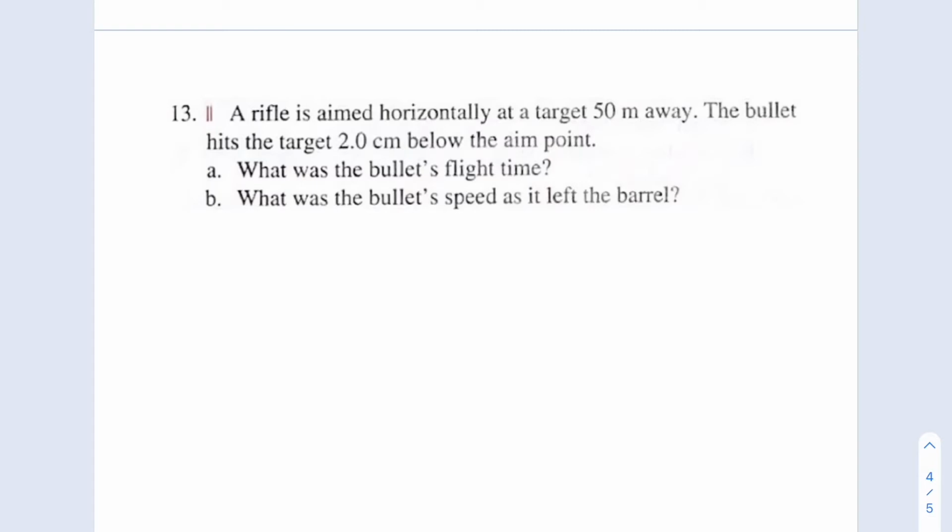A rifle is aimed horizontally at a target 50 meters away. The bullet hits the target 2 centimeters below the aim point. What was the bullet's flight time and what was the bullet's speed as it left the barrel?